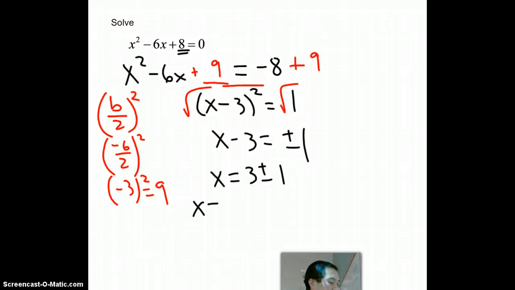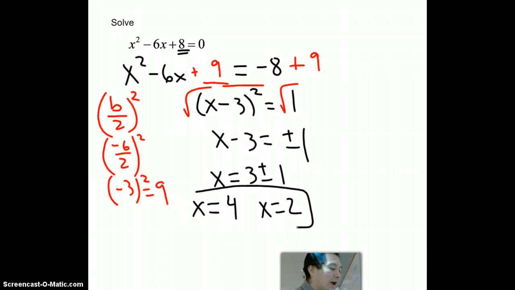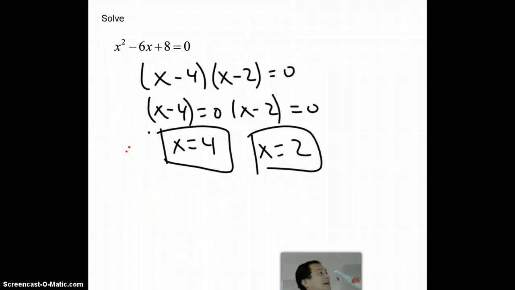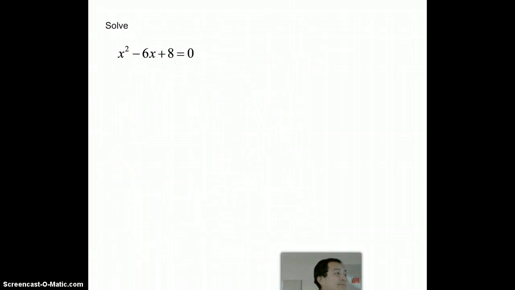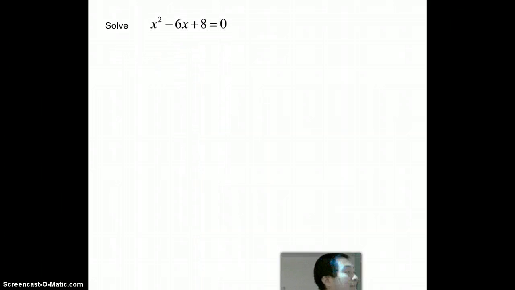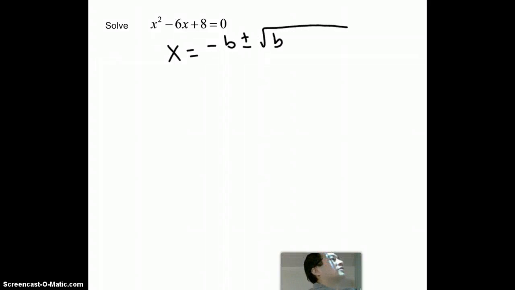That means x equals 3 plus 1, which is 4, or 3 minus 1, which is 2. x equals 4 and 2. Is that the same answer we got before? Yes, it is. Last way: quadratic formula. When you do the quadratic formula, you must write the equation first. My equation is x equals negative b plus or minus the square root of b squared minus 4ac, divided by 2a.